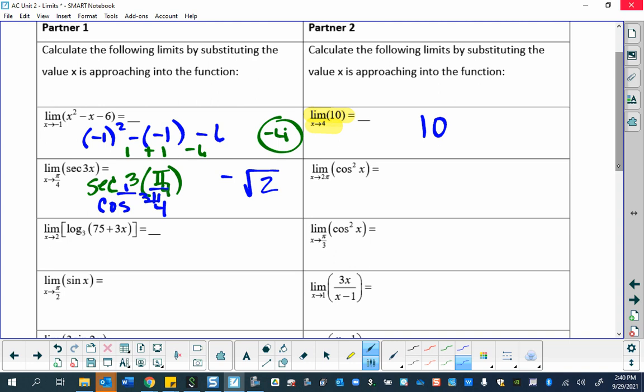So you should be able to zip down these and figure out what these limits are as you plug these values in. The log base 3 of 75 plus 3 times 2. 3 times 2 is 6. What is 75 plus 6? What is the exponent on 3 that gives me 81 as an output?